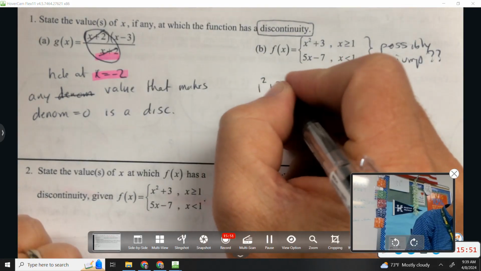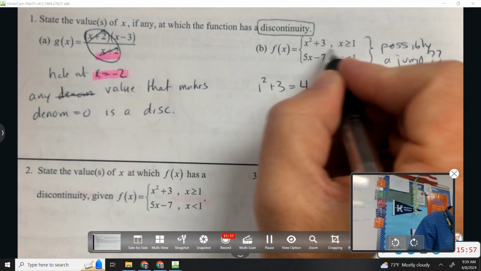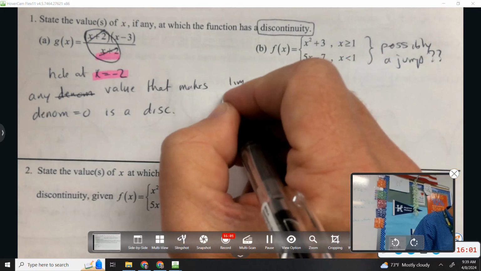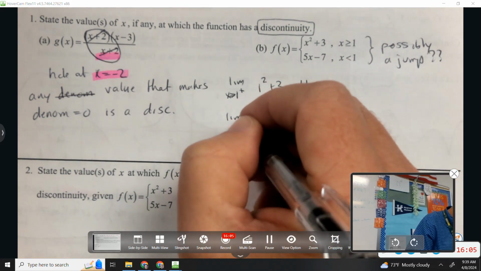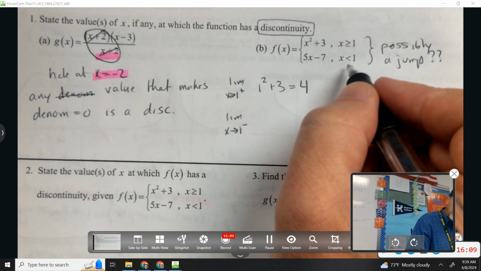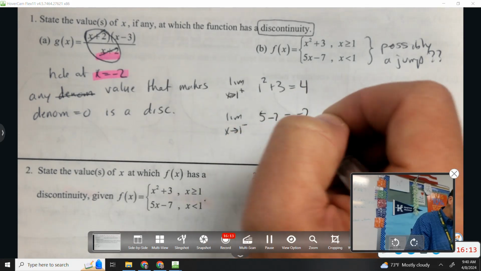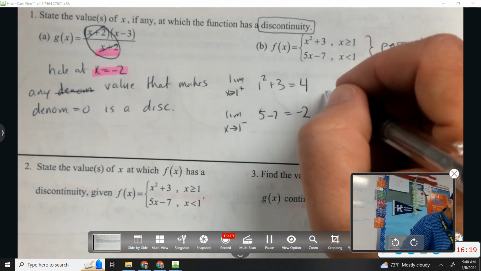So 1 squared plus 3 is 4. I guess officially what we're doing, when x is greater than 1, is the limit as x approaches 1 from the right. The limit as x approaches 1 from the left would be the other one. So 5 minus 7 is negative 2. So that is not the same.